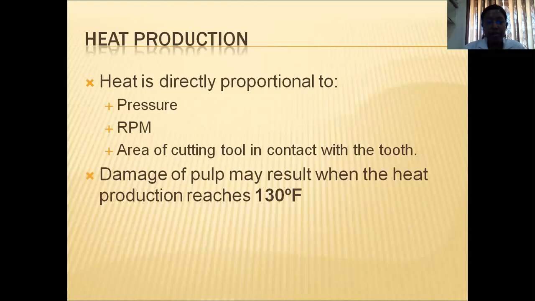The next parameter is heat production. Heat is directly proportional to the pressure, RPM, and area of the cutting tool in contact with the tooth structure, and permanent damage to the pulp can result if the heat production reaches around 130 degrees Fahrenheit. So the greater the pressure, the greater the RPM, the greater the area of cutting tool in contact with the tooth structure, the greater is the heat that is produced. Hence, all these three parameters must be minimized.